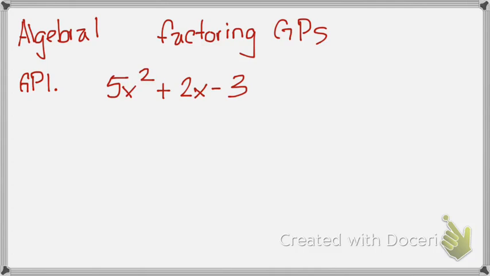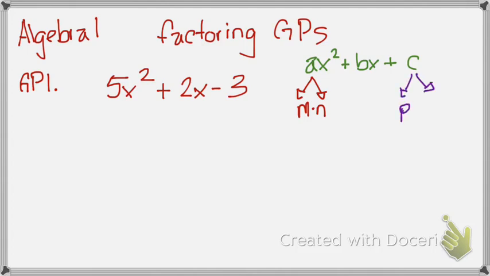So the solution to this problem, I want to remind you that standard form of a quadratic is ax squared plus bx plus c. A is the coefficient of x squared, and c is your constant. B is the coefficient of just x. Now, in order to get A when you're factoring, A is the product of m times n, and C is the product of p times q.